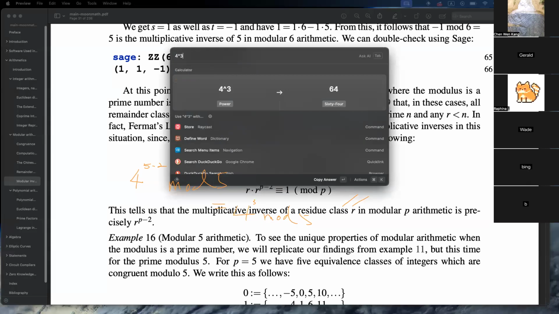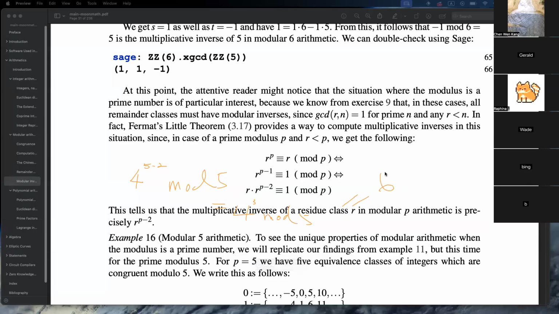Let's just cheat a little bit. 64. 64 mod 5, which should be equal to 4, actually. Yeah, 4 mod 5. So it's its own inverse. So that's how you... is that correct?